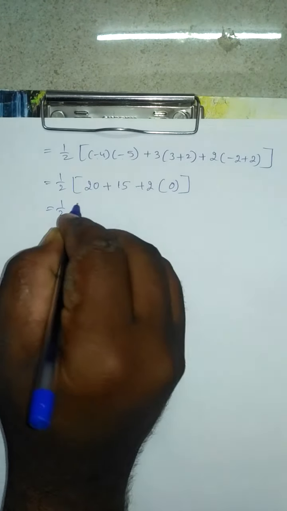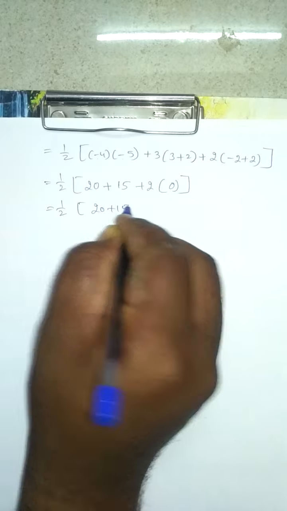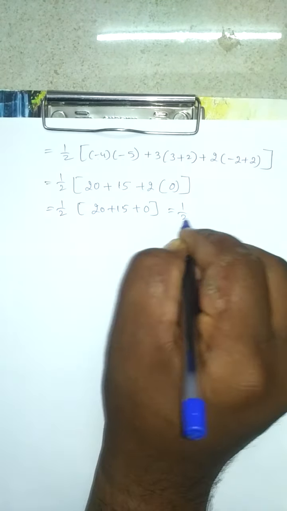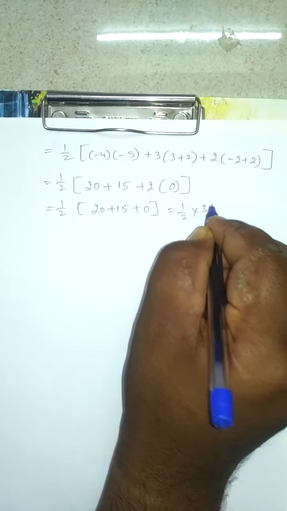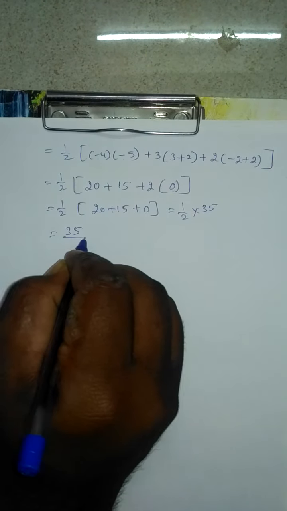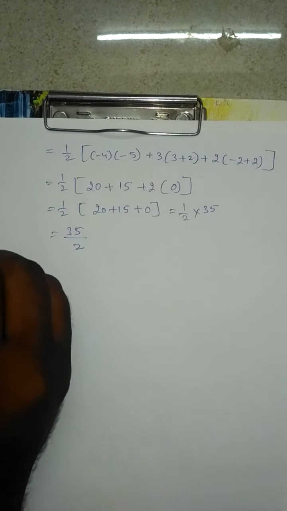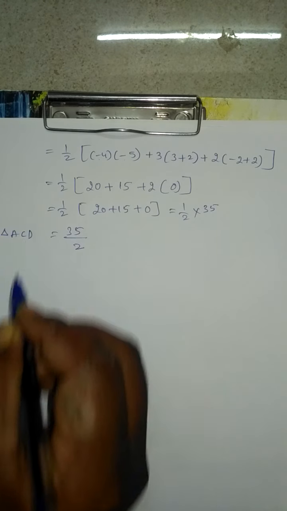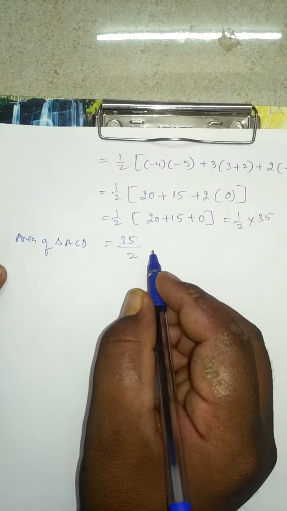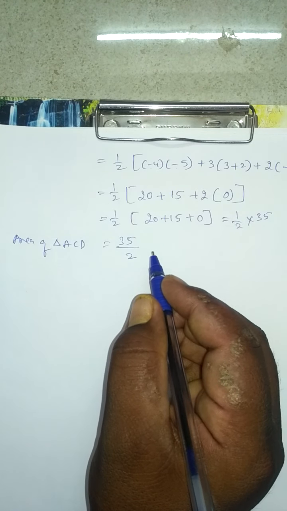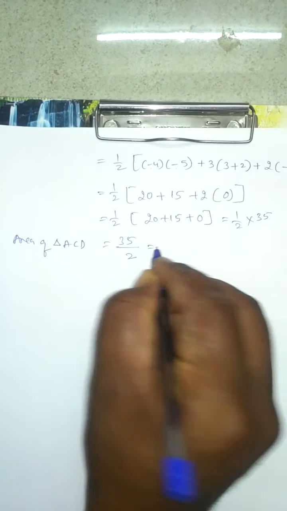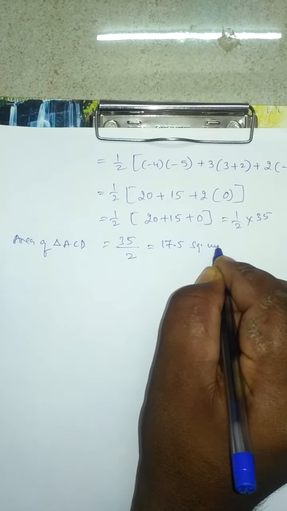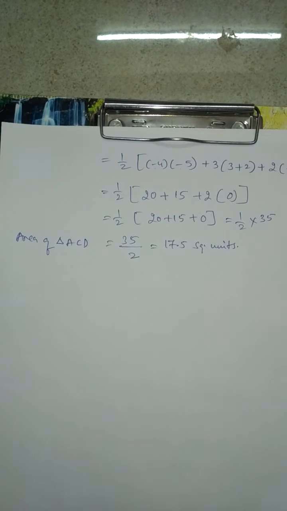So this is half into 20 plus 15 plus 2 into 0 is 0. So this is equal to half into 20 plus 15 is 35. So this is equal to 35 by 2. What is 35 by 2? Area of triangle ACD. Area of triangle ACD, that is 35 by 2, or else we can express as 17.5 square units. Now what we have to find out?